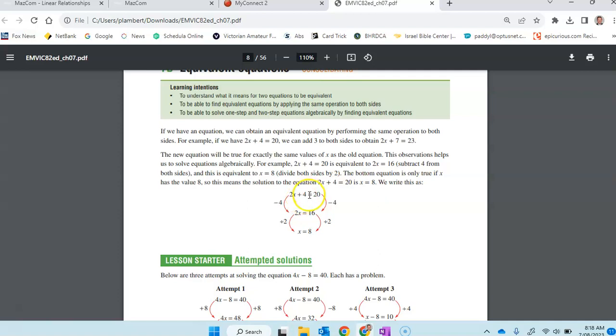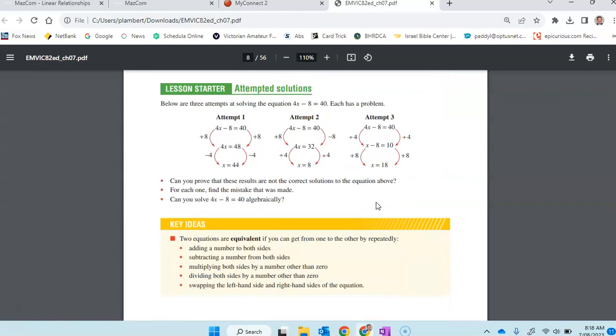So this one here, 2x plus 4. If we subtract 4 from both sides, we've kept the balance of the equation. And then we've got 2x equals 16. Then if we divide, this is multiplying, 2 times x. If we divide, then we get the result that x equals 8. And if I put 8 back into this, twice 8 is 16 plus 4. And that's an equivalent equation.